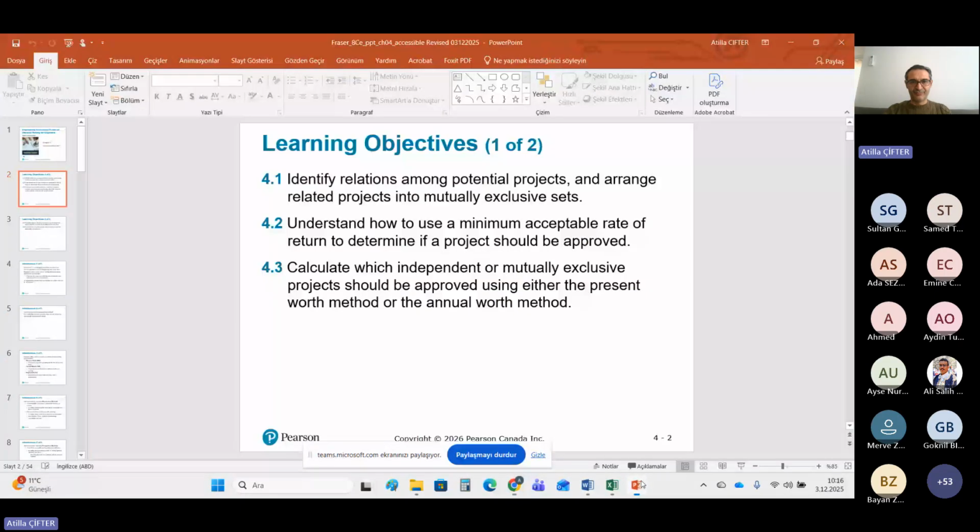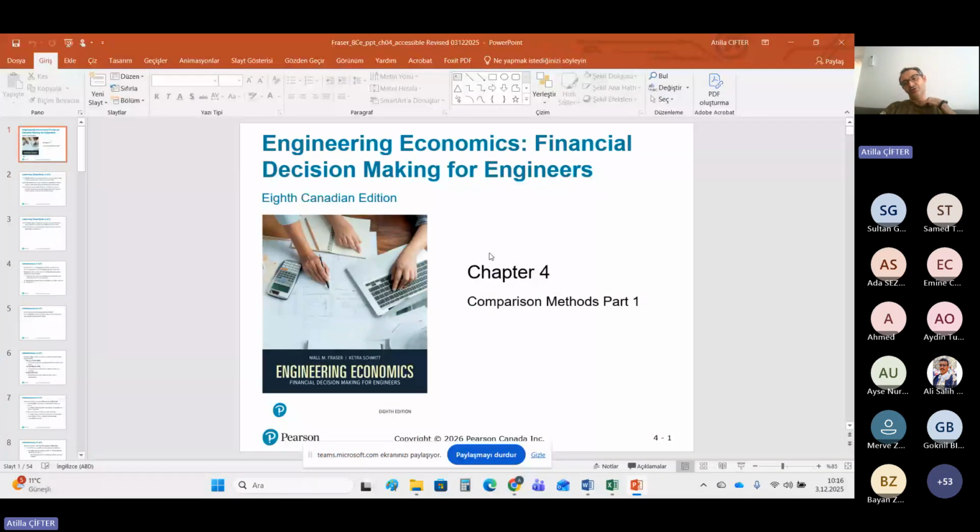Yes, now we can continue with our comparison methods chapter. I will cover some of the parts for the quiz. Then after the quiz, we can continue with this chapter. I use Fraser's book, Engineering Economics: Financial Decision Making for Engineers, chapter 4, Comparison Methods.